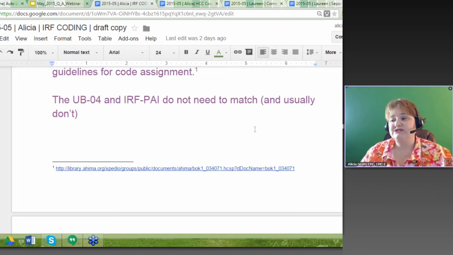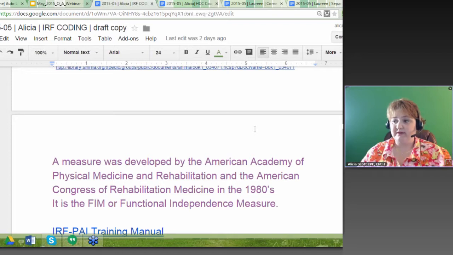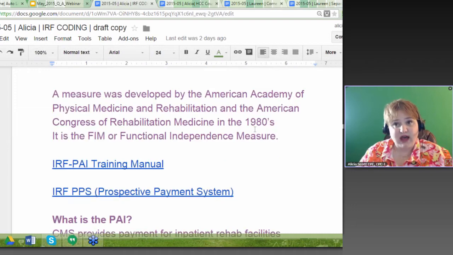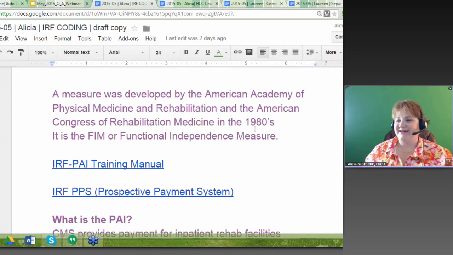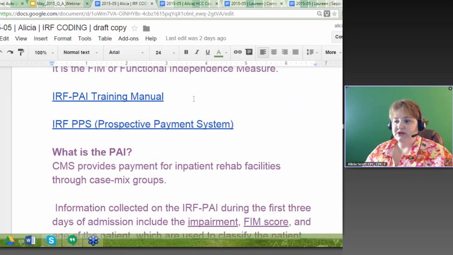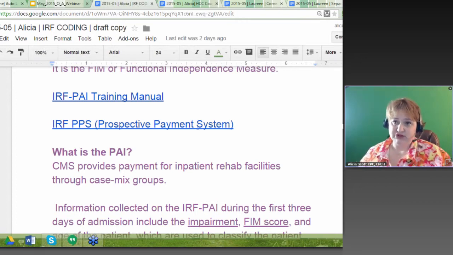So a measure was developed by the AAPMR way back in the 80s, and the American Congress of Rehabilitation Medicine did this. It is the FIM, or Functional Independence Measure. All of these abbreviations can really get you. Now, there is a link to these. There's a training manual that you get, this prospective payment system. You can look at that, and that's what's used to fill out these forms.